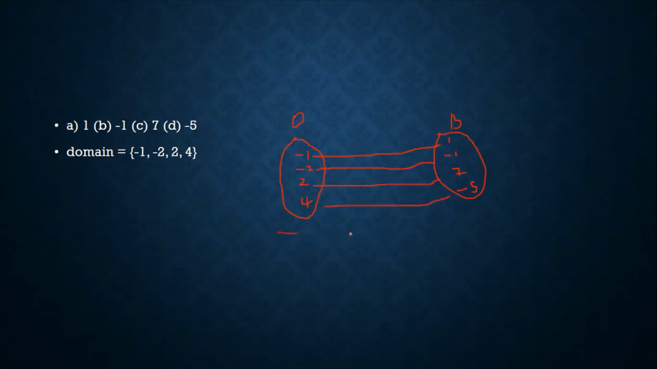So this can be called an onto mapping because each element in the codomain is an image of elements in the domain. So this is an onto mapping, and this is also a one-to-one mapping because each element in the domain has a unique element in the codomain.